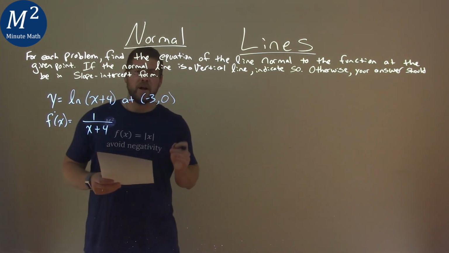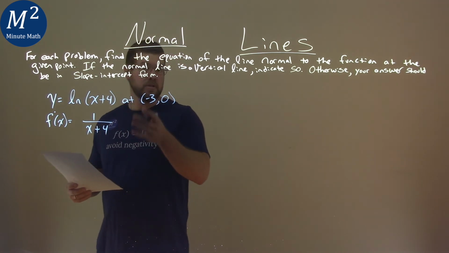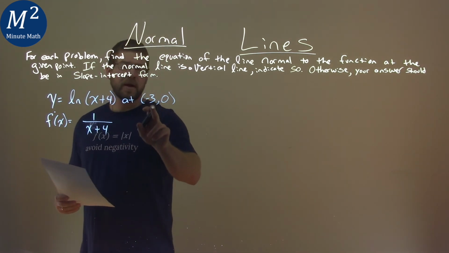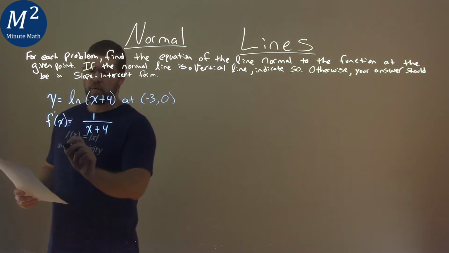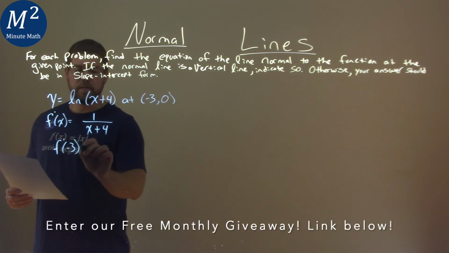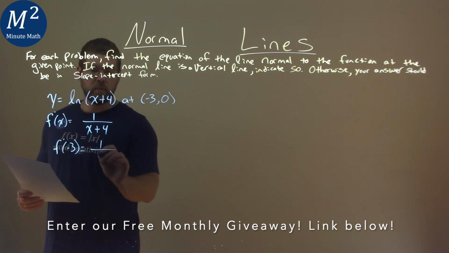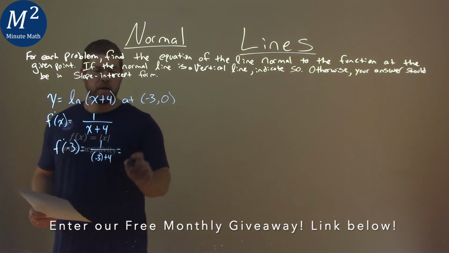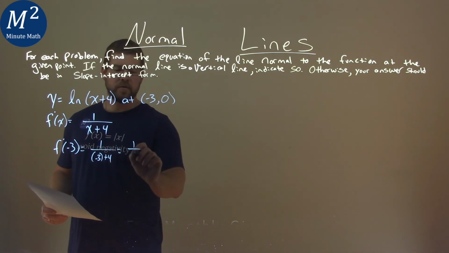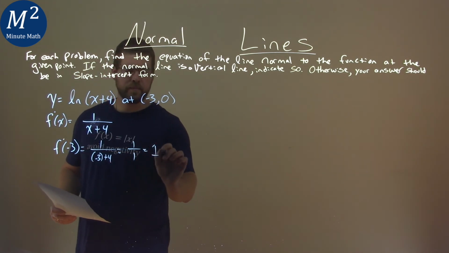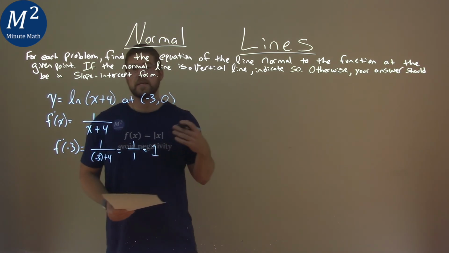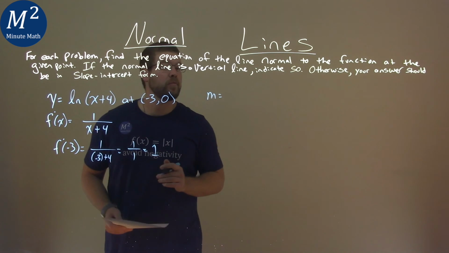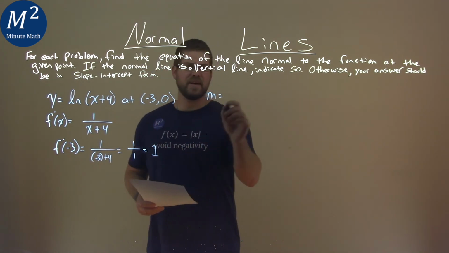From there, we want to find the slope of the tangent line, and we use it to find the slope of the normal line. So we take our derivative and we plug in negative 3 for x. So we have f prime of negative 3, which is 1 over negative 3 plus 4. And what does that come out to be? Well, negative 3 plus 4 is 1, so it's 1 over 1, which is 1. Well, that's the slope of the tangent line. The slope of the normal line here is the opposite reciprocal of that, which is just negative 1.